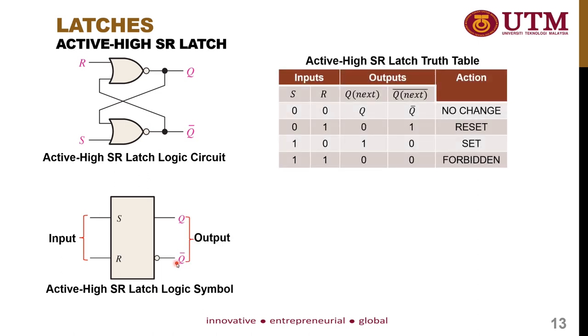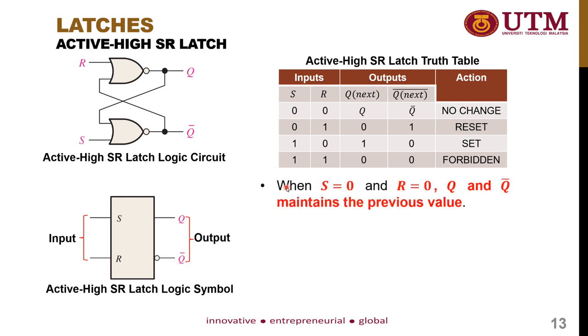This is the truth table of the active high SR latch. From the truth table, you can summarize that when S equals 0 and R equals 0, Q and Q bar maintain the previous value. So it represents the storing condition of the SR latch. When S equals 0 and R equals 0, the active high SR latch will store information.